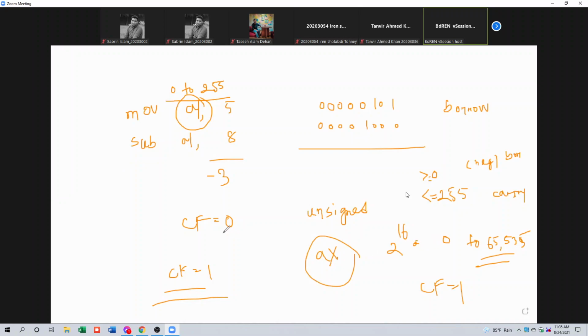Okay. So we can say that the addition operation and subtraction operation affect the carry flag register, but the increment and decrement operations don't affect the carry flag register. I'll tell you why they don't affect the carry flag register in the next class. Okay. Thank you.